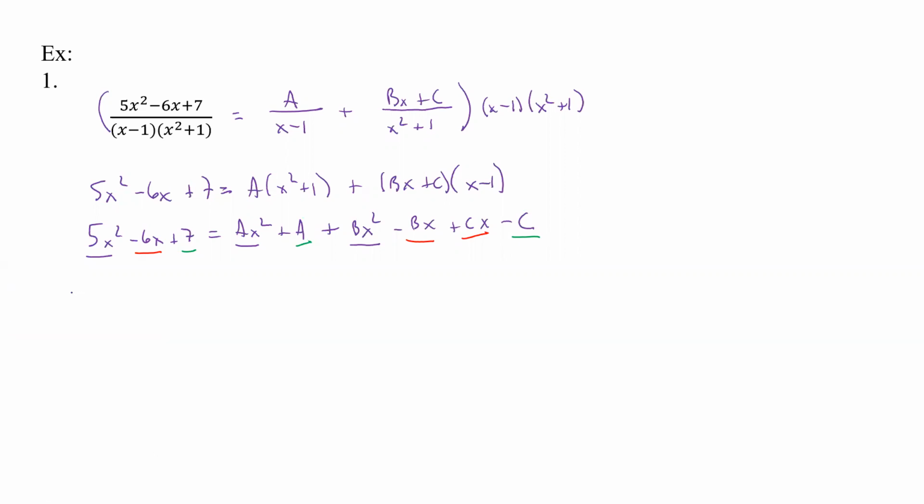So to start with, we'll have a 5 equals, and then we have a plus b. And then we'll have a negative 6 equals, and then it has a minus b plus c. And then we have the 7 equals, and then we have an a minus c. Okay. All right. So what do we want to do?